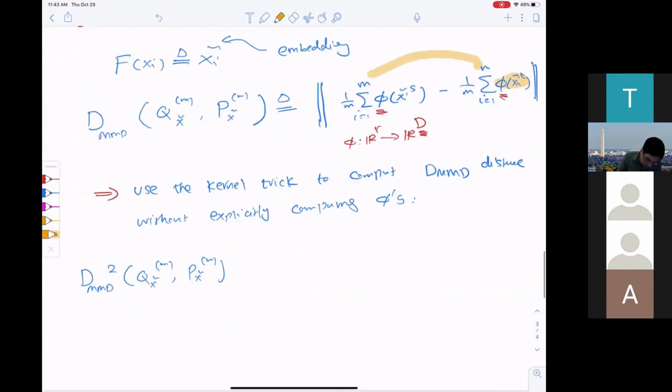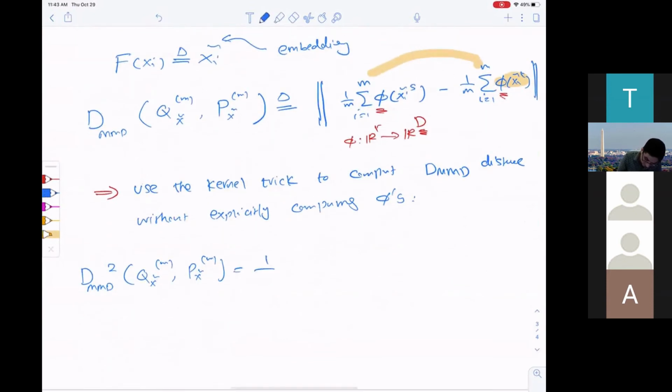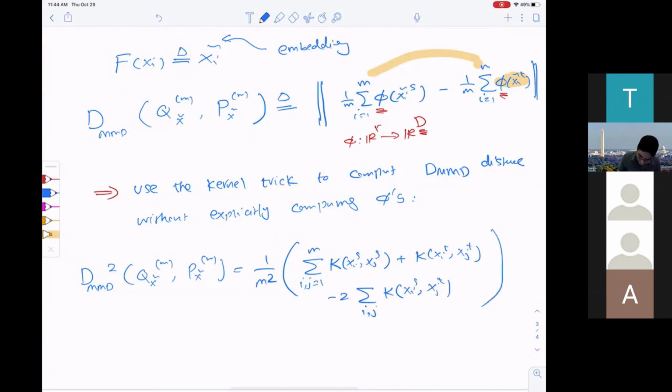So what I'm going to get is something like this: 1 over m squared, so I'll take this out, sum over i and j. I'll get the kernel values between my sources, and I'll get the kernel values between my targets, minus 2 times the kernel value between the source and the target. And that's going to be the MMD distance.